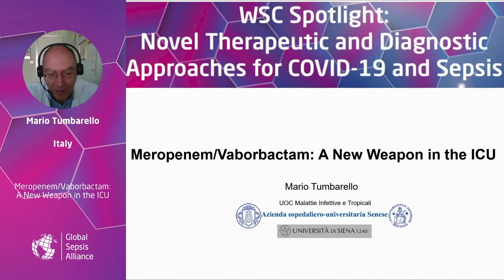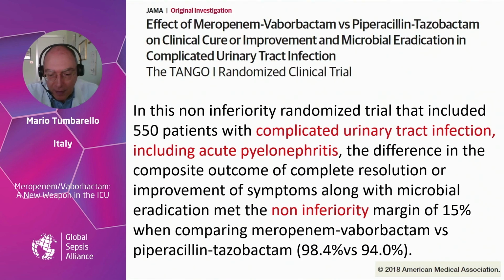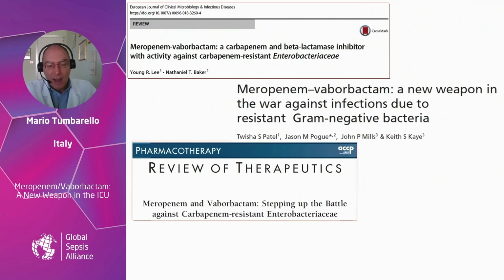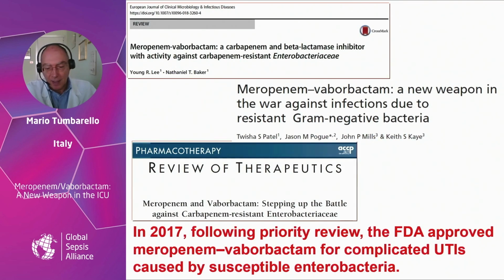And the topic of my presentation will be Meropenem-Vaborbactam, the result of the old Meropenem with the new beta-lactamase inhibitor Vaborbactam. The registrative trial of Meropenem-Vaborbactam was based on urinary tract infections. That is a usual situation for the new antibiotics against gram-negatives. The drug has been tested in complicated urinary tract infections, including pyelonephritis, with a comparator that was Piptazo. And based on this registrative trial, the drug has been approved by FDA for complicated urinary tract infections initially.